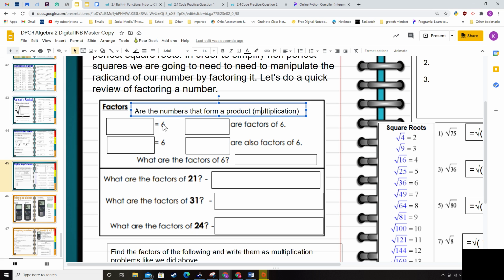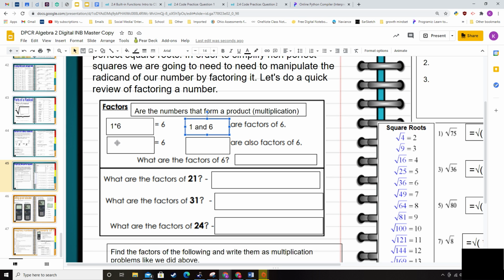For this first example, we're going to be looking at 6. We've got quite a couple pairs of numbers that we could look at. So, let's look at numbers that we normally deal with, like 1 times 6. 1 times 6 happens to give us 6. Since both of these multiply to give us 6, that means that 1 and 6 are factors. So these two numbers are factors of 6.